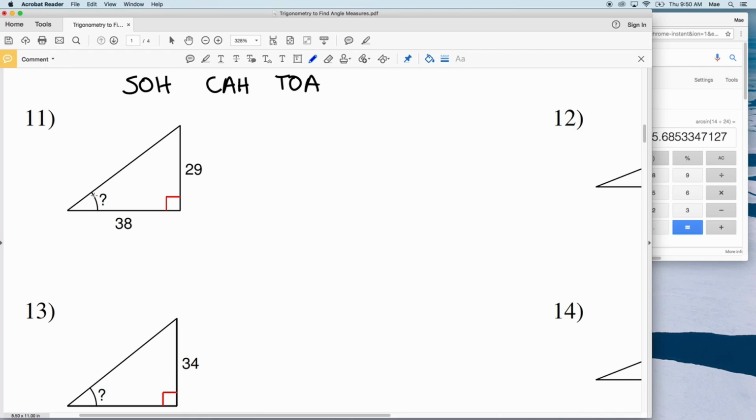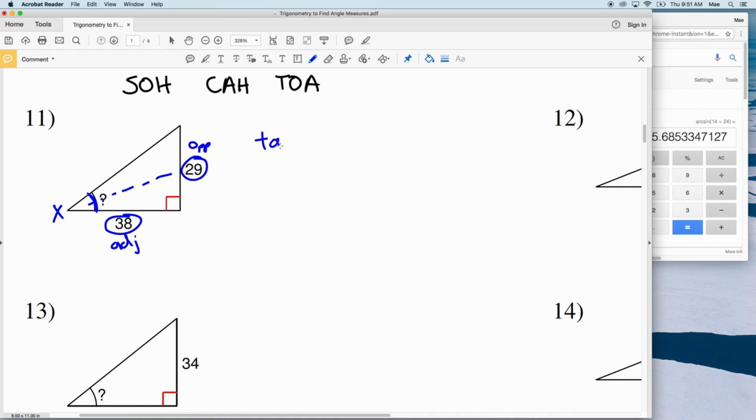So in this first one, let's call this angle x. So we're solving for the measure of that angle x. We're given what's opposite x, so the O, and we're also given what's adjacent to x. Because remember, adjacent is touching the angle, but it is not the hypotenuse. So we're given O and A. Looking at SOHCAHTOA with O and A, we're going to be using tangent.